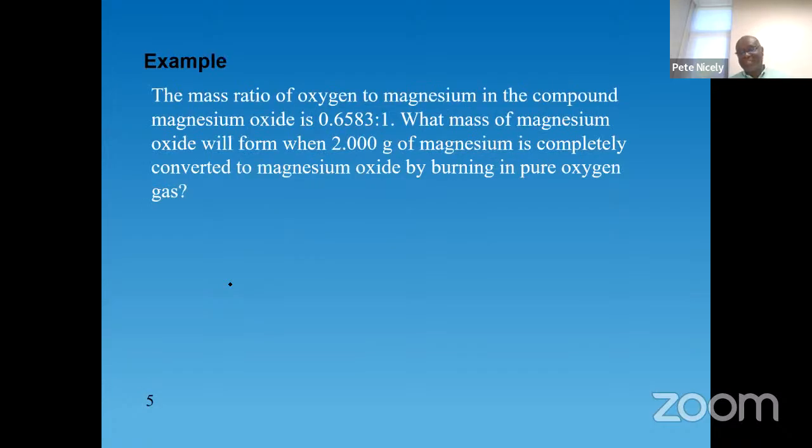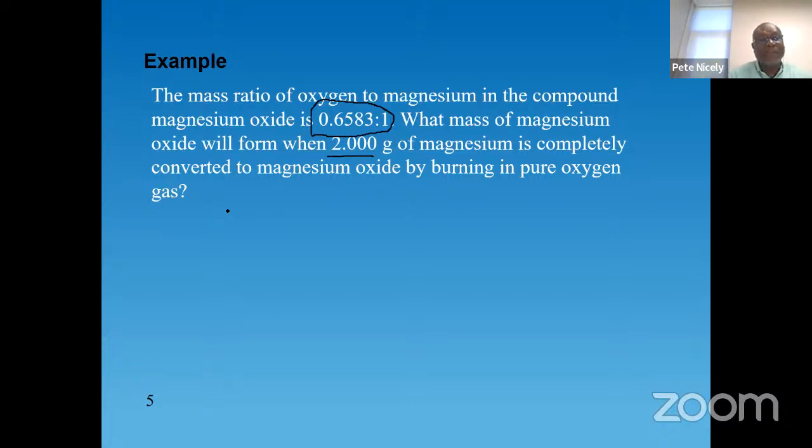Okay, so let me go to the next slide. So next slide is an example. It says the mass ratio of oxygen to magnesium in the compound magnesium oxide is 0.6583 to 1. So the question is, what mass of magnesium oxide will form when 2.00 grams of magnesium is completely converted to magnesium oxide by burning in pure oxygen gas? So basically, we know that the ratio of oxygen to magnesium is given right here. That's information given, all right? And you're given the mass of magnesium that you're starting off with.